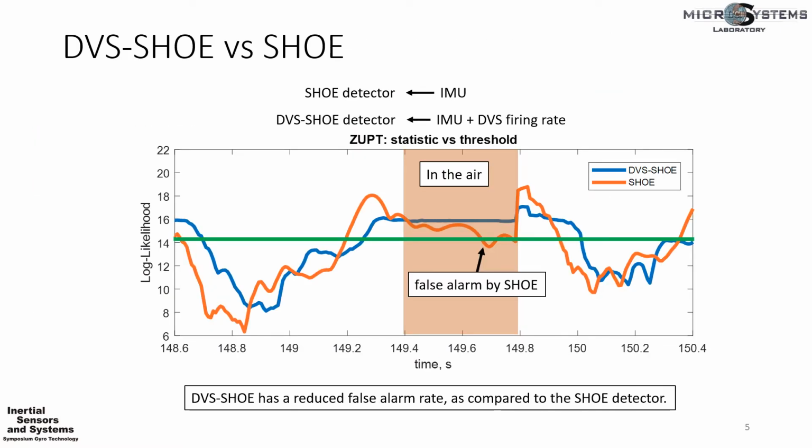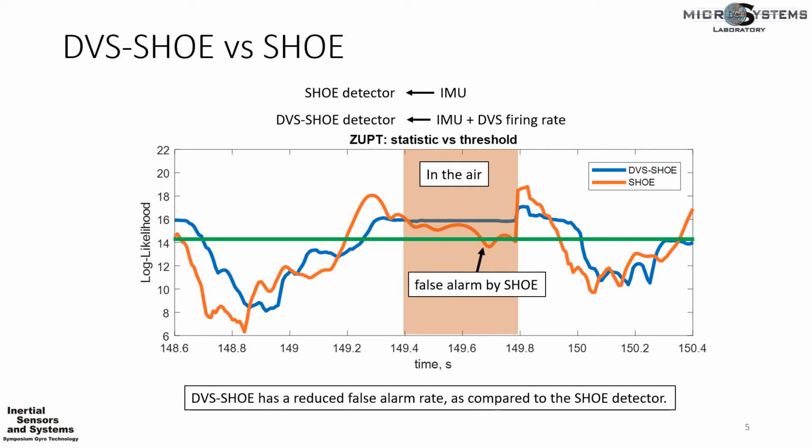Recall that the shoe detector has a likelihood statistic computed based on IMU measurements. In this presentation, we present the DVS-aided shoe detector, or DVS shoe. The complete derivation and mathematical expression of the DVS shoe are presented in our full paper. Here, we demonstrate the concept of the DVS shoe.